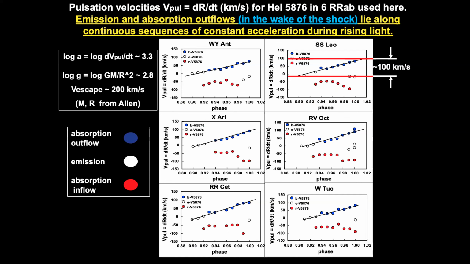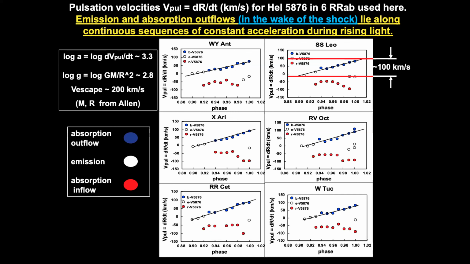What I discovered was that the emission and absorption outflows, they have to be in the wake of the shock, lie along continuous sequences of constant acceleration during rising light. And I show that for 6 stars that would fit in this montage. The change in velocities amounts to about 100 kilometers per second. They're all very similar, and they lead to an acceleration which exceeds the dynamical gravity. For the dynamical gravity, I just picked canonical values for the mass of an RR Lyrae star. I picked 0.65, and I think I picked a radius of 5 or 6. So it didn't make much difference because you take the square root.